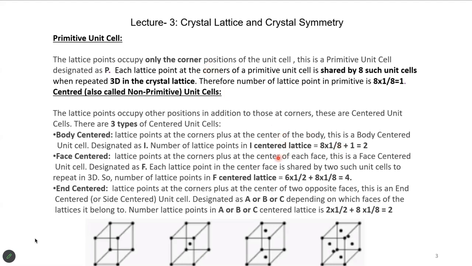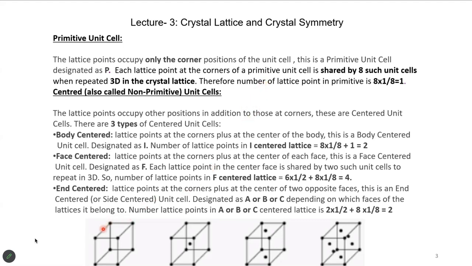Primitive means that in the unit cell, all corners must have a lattice point. That is, a lattice point must have an atom, ion, or molecule. All corners of the unit cell must have one lattice point. A lattice point, I repeat, is either an atom or a molecule or an ion.